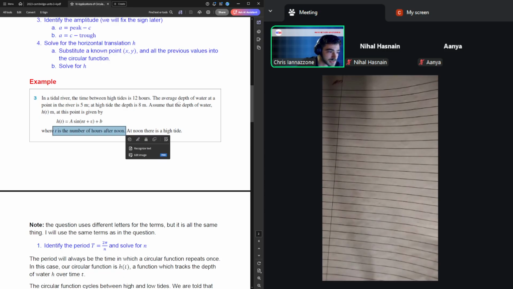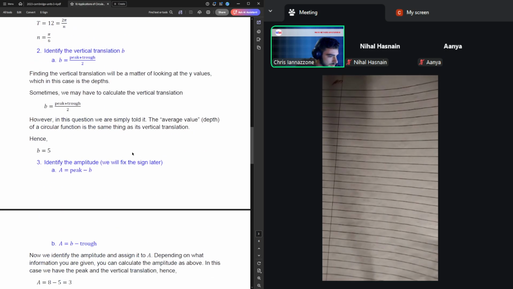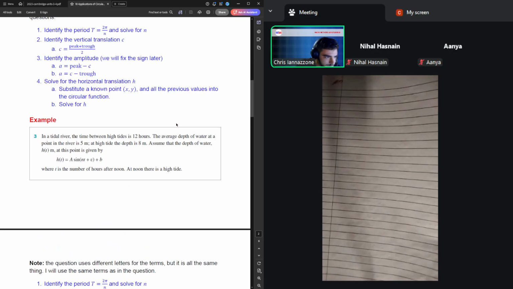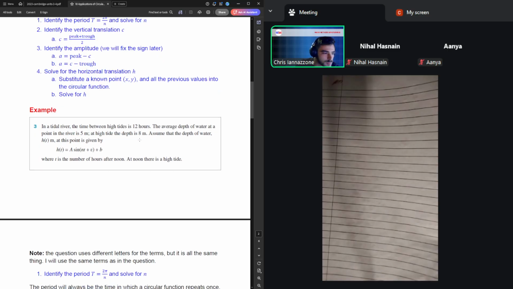This definition, specifically being the number of hours after noon, does matter quite a bit. Knowing that it's specifically after noon matters, because when it comes to subbing in a known point to solve this horizontal translation, there isn't a whole lot here that tells us a known point without understanding this definition. We're told period information, sure. We're told some y values, but we're not told time values at which those heights occur.